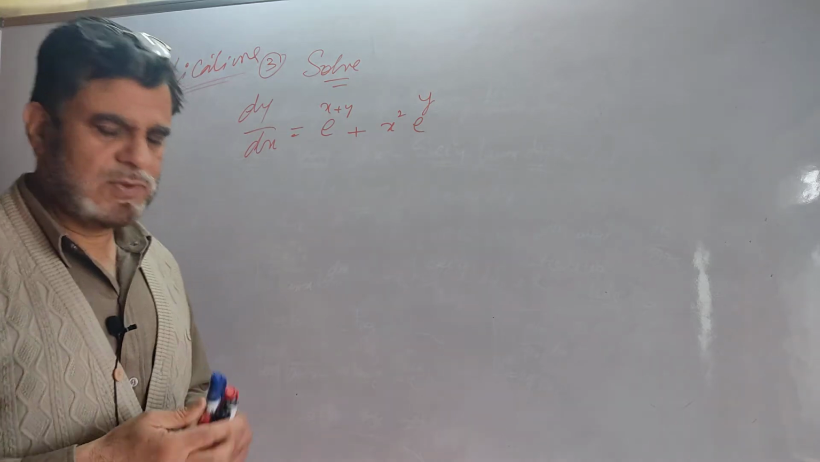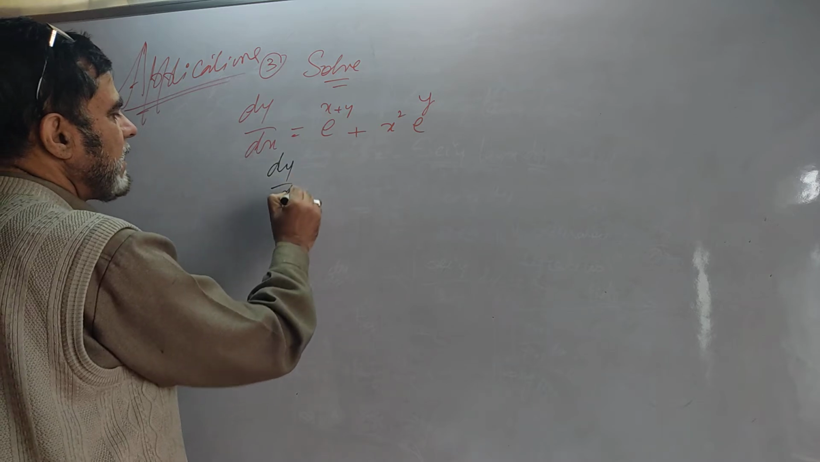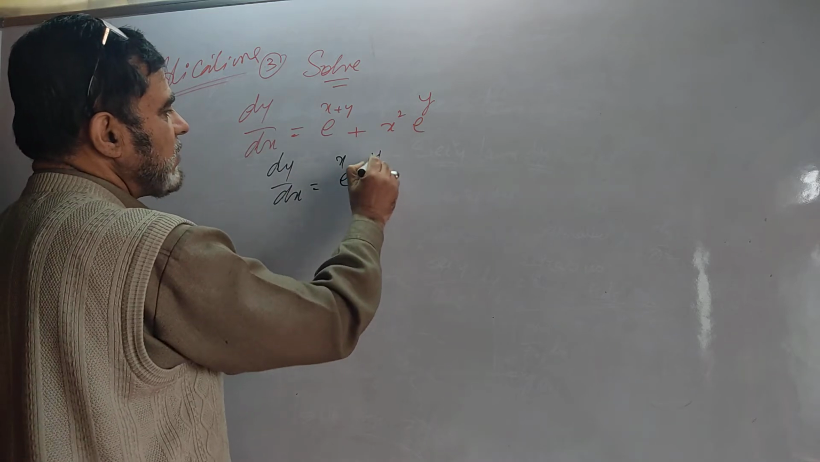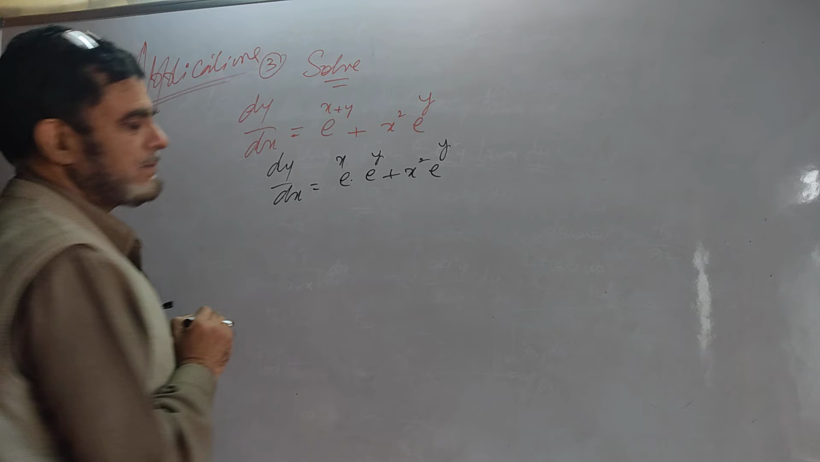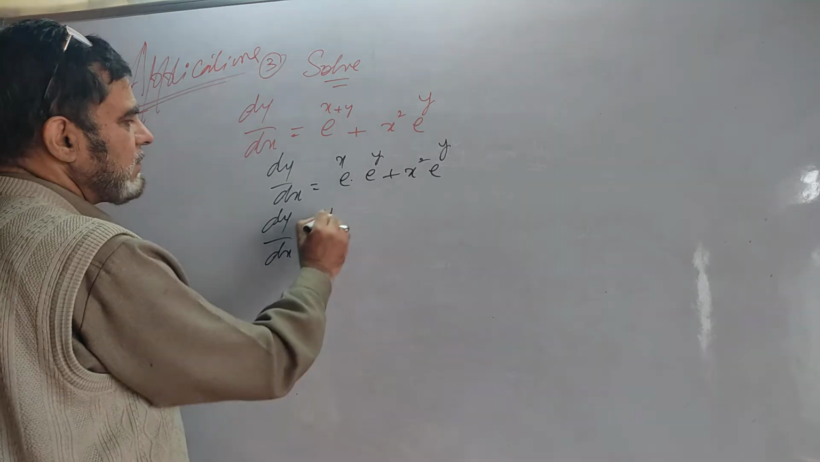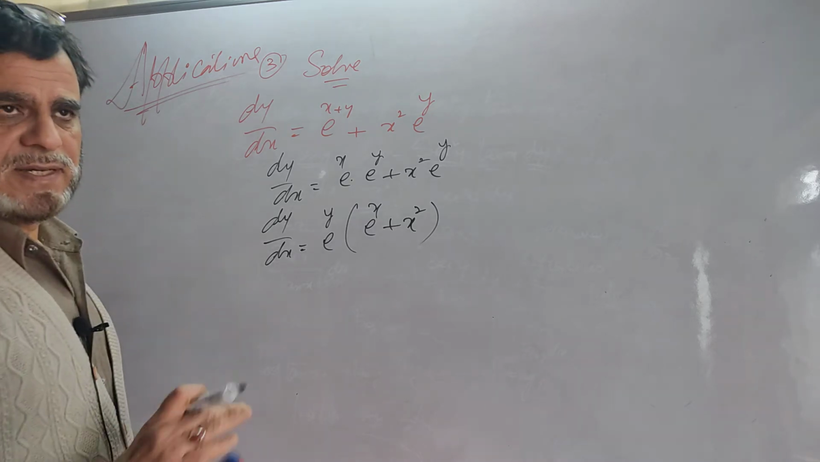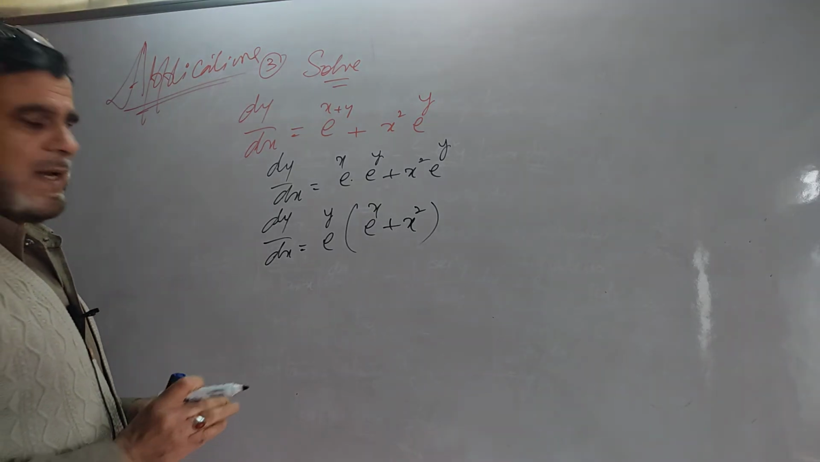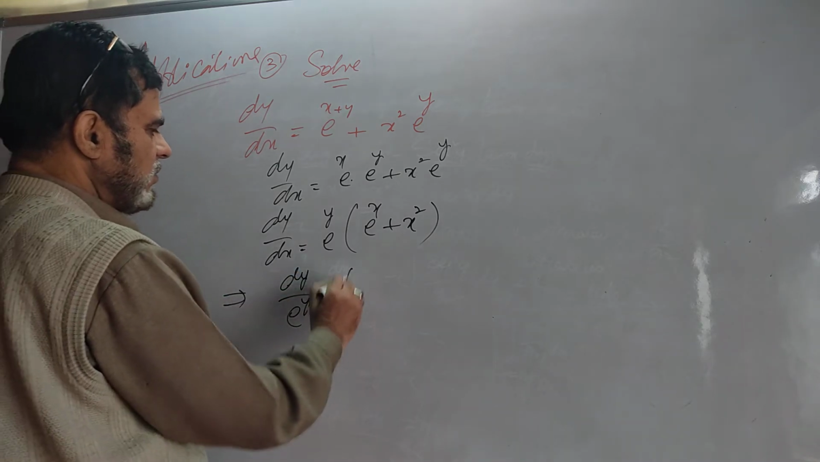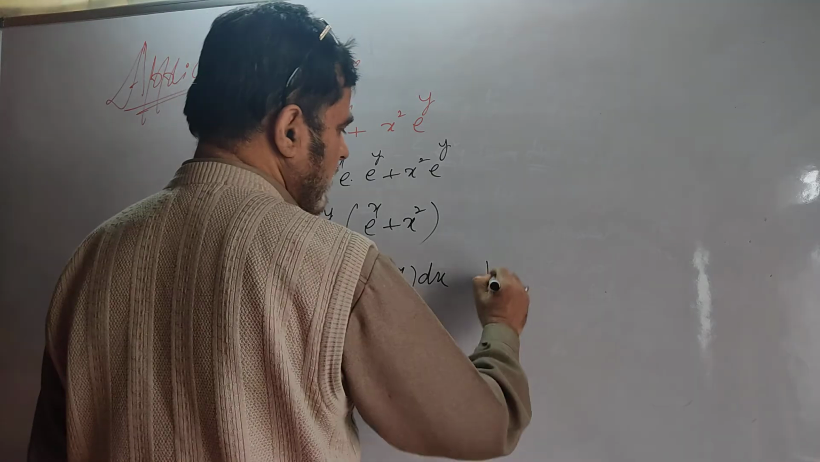Let us see, can we separate the variables here? You can write it is dy by dx is equal to, I can split this by the indices rule, e raised to the power x into e raised to the power y plus x square e raised to the power y. Okay, I can write dy by dx is, taking e raised to the power y common, e raised to the power x plus x square. Now I can easily separate the x terms with dx and the y terms with dy. I can write it as dy by e raised to the power y is equal to (x square plus e raised to the power x) dx. That means variables got separated.